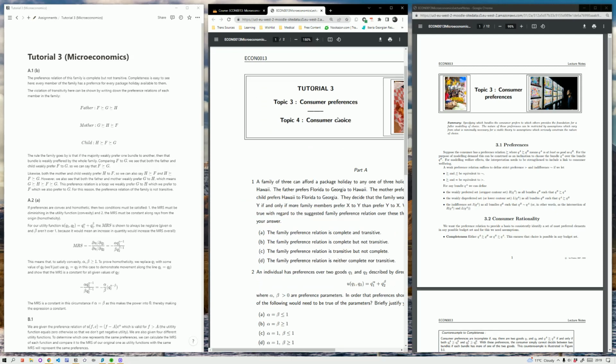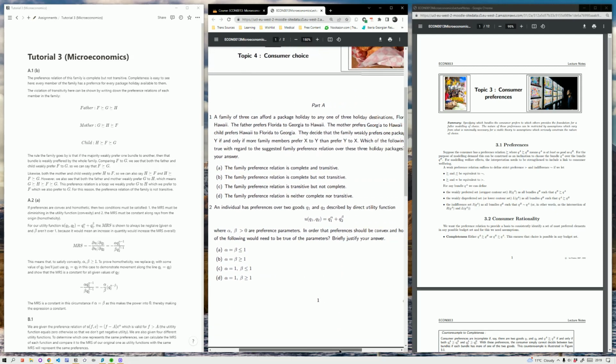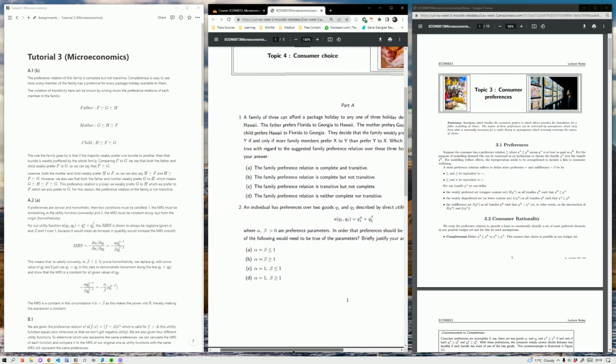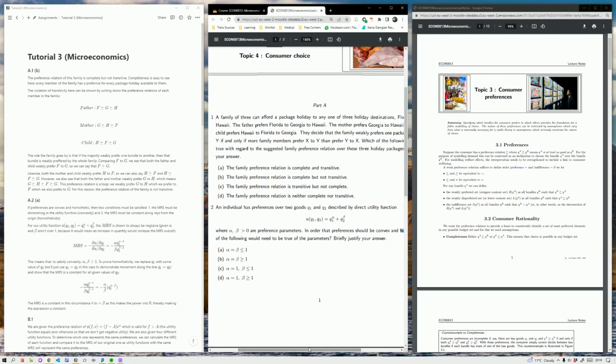Let's zoom in a little so you can see the details. We have q1 to the power of alpha and q2 to the power of beta, and we know that these two are above 0. The question tells us, in order that preferences should be convex and homothetic, which of the following would need to be true of the parameters?